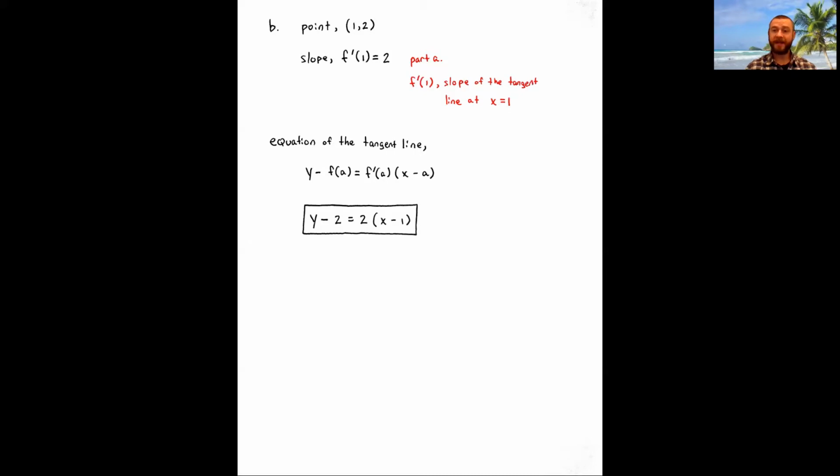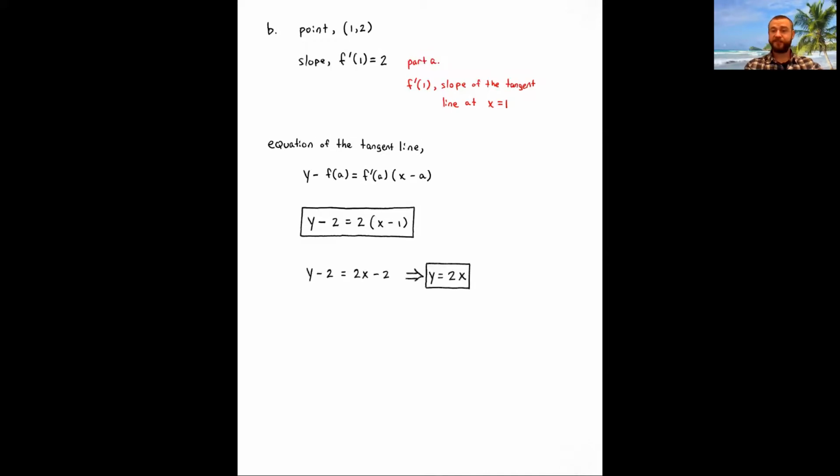Here's its equation: y minus 2, 2 being the y coordinate, equals 2, which is the slope, times x minus 1, 1 being the x coordinate. And that's it. Almost all the work is in applying the limit definition within part A. All right, now this can be simplified. This is kind of a correct full credit answer that I'd be looking for, but it's not the only form for a line. If you simplify that and solve for y, we get a simpler form, y equals 2x.